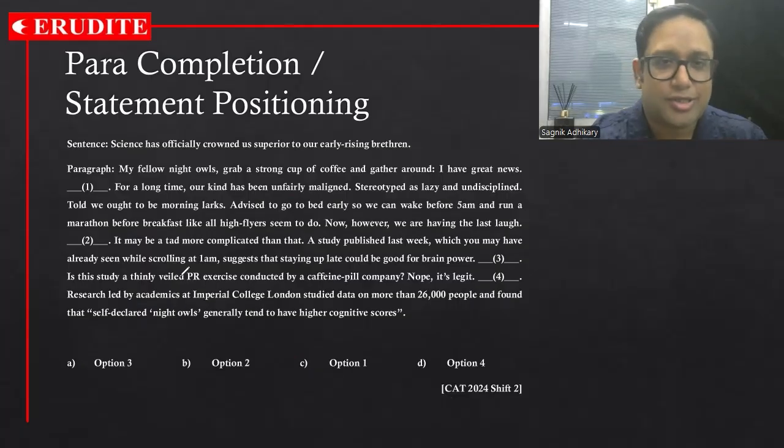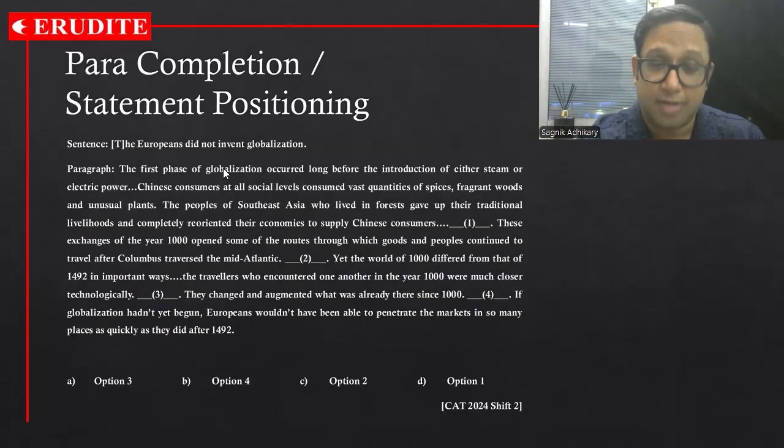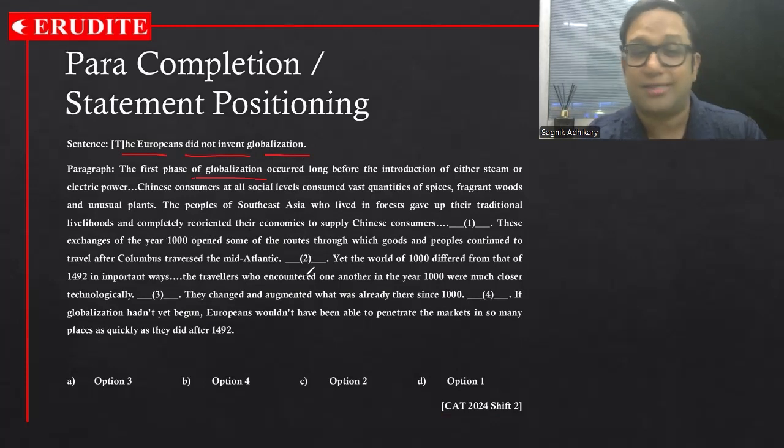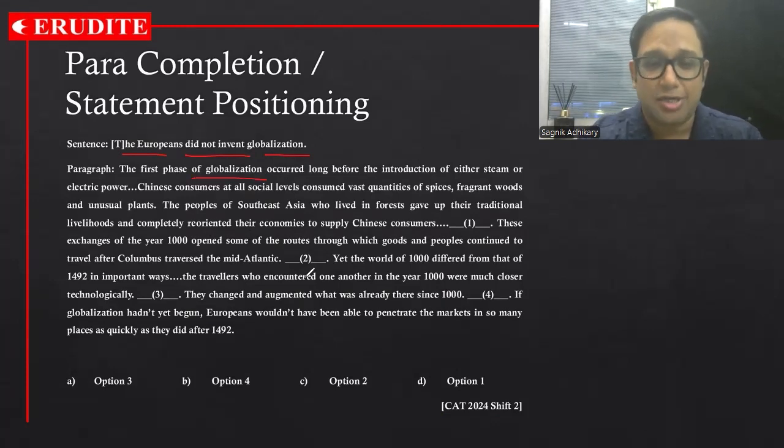We see another question, let's say a harder question, where the same idea will help us. We need to fill a logical gap here. Let's see what this says. The sentence says, the Europeans did not invent globalization. We see that the passage is talking about globalization, but we realize that this can actually fit at a lot of positions. We can eliminate 1 and 2 easily, but both 3 and 4 are potential choices. Let's read the paragraph and do what we can. Let's eliminate 1 and 2.